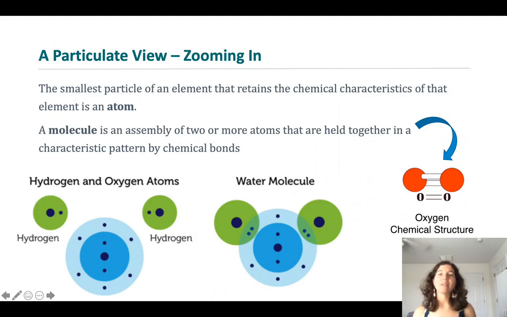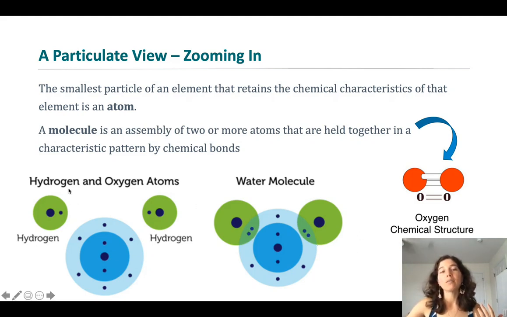I want to make one more distinction as well for terminology purposes of chemistry, and that's distinguishing between an element and an atom. The smallest particle of an element that retains its chemical characteristics is called an atom. That's what we call an atom. So it's the smallest particle that retains its chemical characteristics. If you break down an atom further, it doesn't have those chemical characteristics anymore. So that's why we call it that.